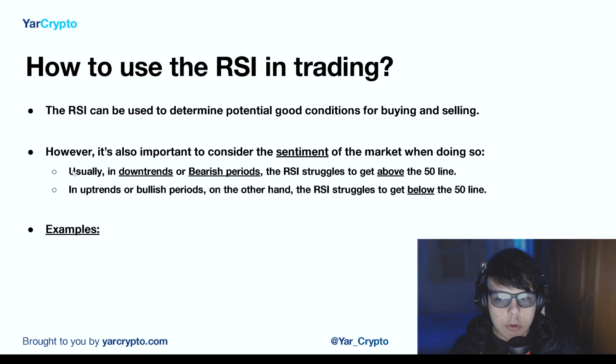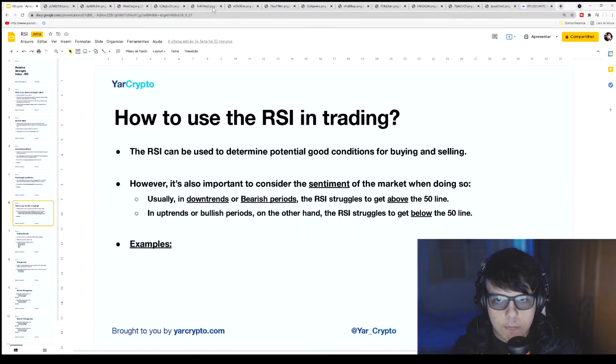Usually in downtrends or bearish periods, the RSI struggles to get above the 50 line. So we're talking about the 50 line here at this moment. And in uptrends or bullish periods, on the other hand, the RSI struggles to get below the 50 line. So I have a few examples here as well.